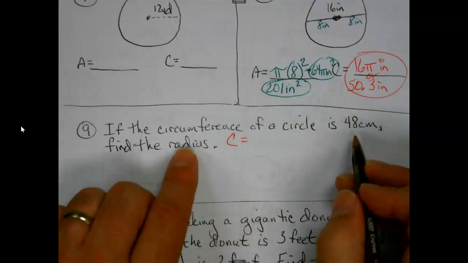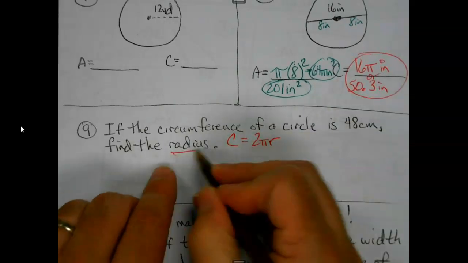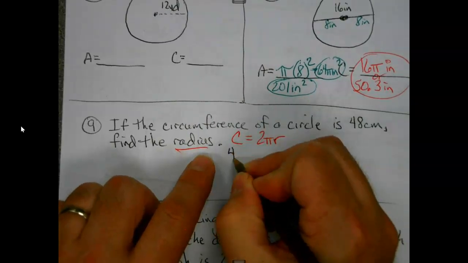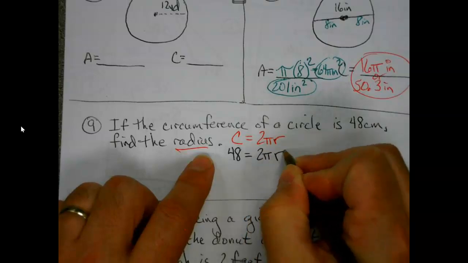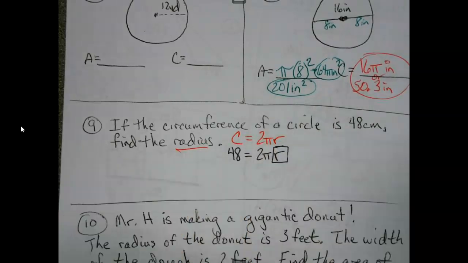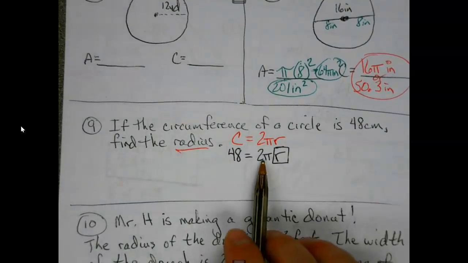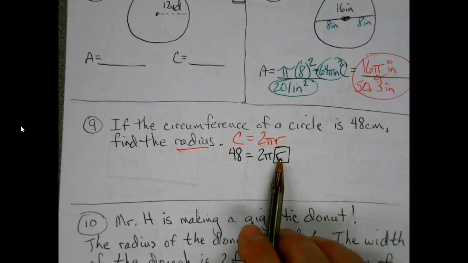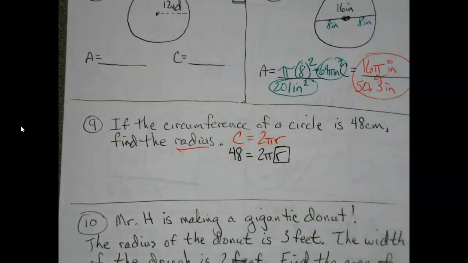So we want to find the radius. When it's circumference and we have radius, we use 2 pi r. And the circumference is 48. We want to find the radius. Ooh, we're going to play a little algebra game here. So we're multiplying this 2 and this pi times the radius. How do you undo multiply?